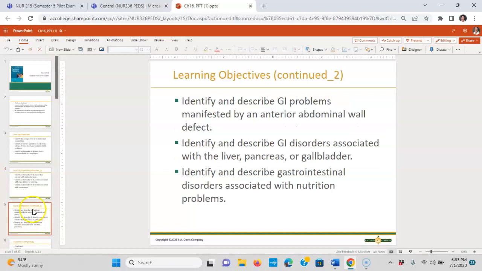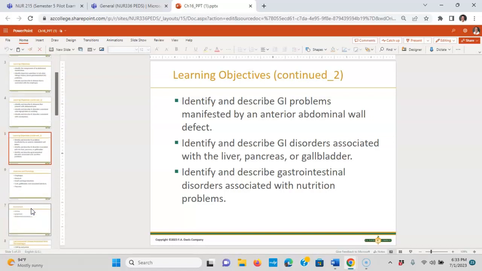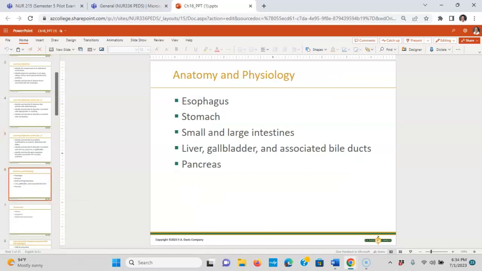GI problems manifested by the anterior abdominal wall defect. GI disorders associated with the liver, pancreas, and gallbladder. And then GI disorders associated with nutrition problems. All right, so first and foremost, go back over your GI, right? So the anatomy and physiology of the GI tract is the esophagus, the stomach, the small and large intestines, the liver, the gallbladder, bile ducts, and pancreas. So this child with any problems in this area would be seen by a gastroenterologist.